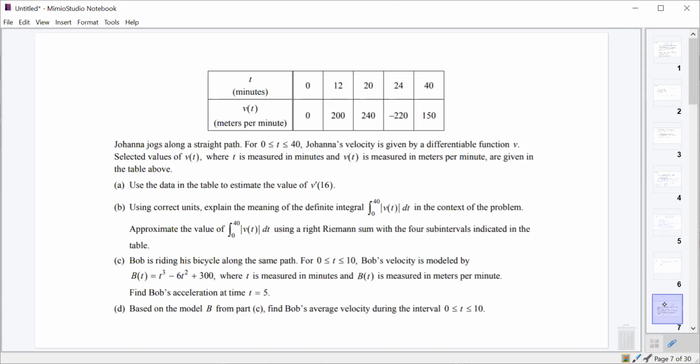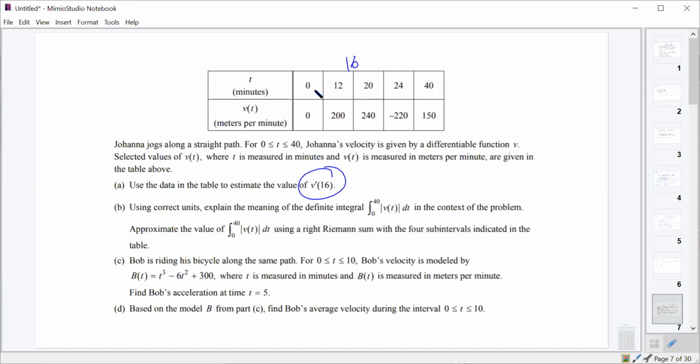All right. So we've got Johanna jogging on a straight path. She's jogging on a straight path, and we've got selected values of v of t. We want to use the data in the table to estimate v prime of 16. So to estimate the derivative of something, the best thing you can do is find the average rate of change.